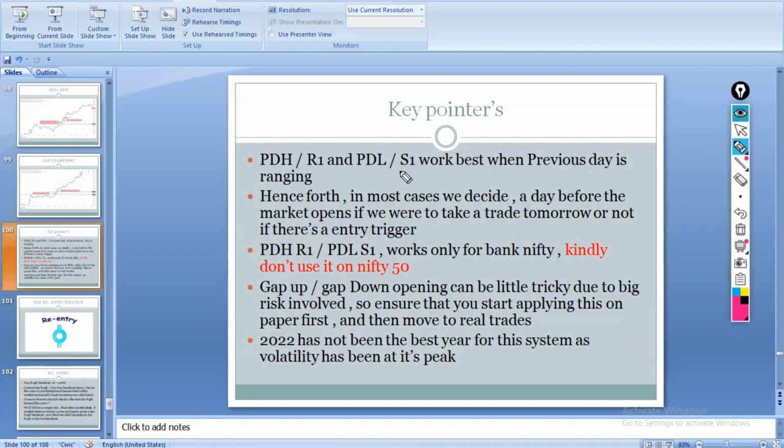In case of previous day high, previous day low S1, not every previous day high R1 or previous day low S1 you want to take. Just look at the prior trend. If it is consolidating the previous day, chances are very high you will get a very, very strong upside momentum, right? Henceforth, in most cases, we decide a day before the market opens. Previous day high and previous day low S1.